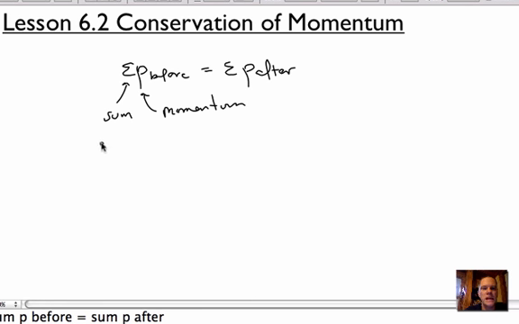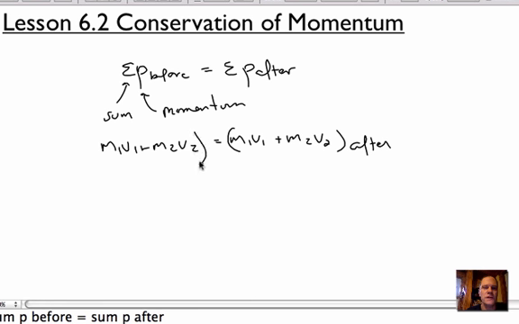So we could write that as m1v1 plus m2v2 must equal m1v1 plus m2v2, where the right side is after interaction. After, and this side is before. So that's really all there is to conservation. Just like conservation of energy, the sum of the momentum before must equal the sum of the momentum after.